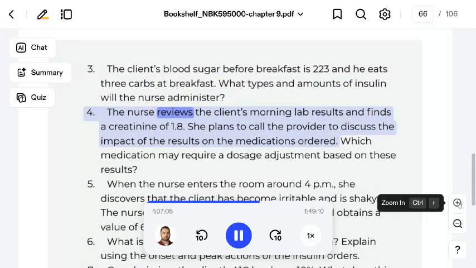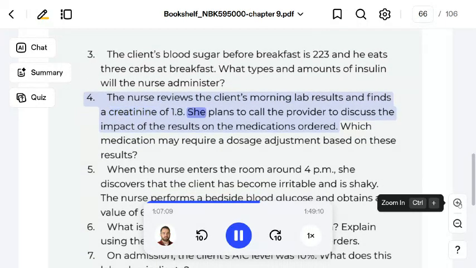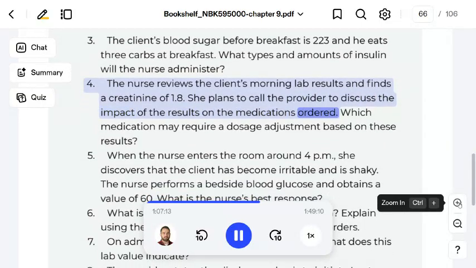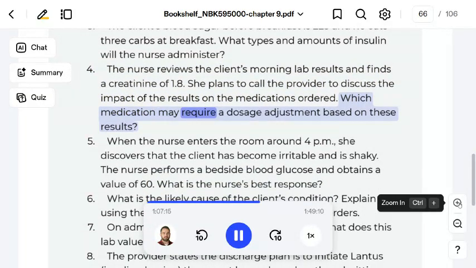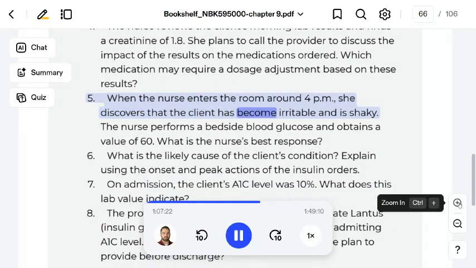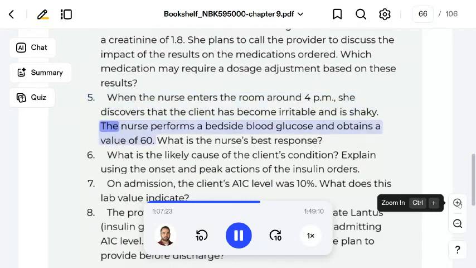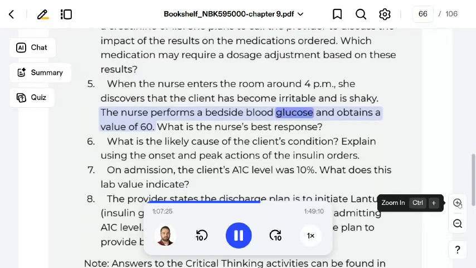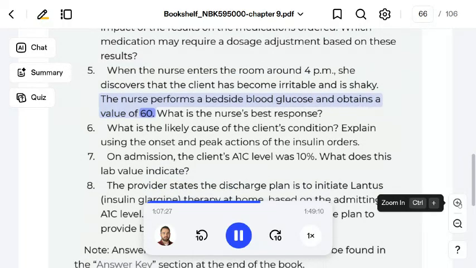4. The nurse reviews the client's morning lab results and finds a creatinine of 1.8. She plans to call the provider to discuss the impact of the results on the medications ordered. Which medication may require a dosage adjustment based on these results? 5. When the nurse enters the room around 4 p.m., she discovers that the client has become irritable and is shaky. The nurse performs a bedside blood glucose and obtains a value of 60. What is the nurse's best response?